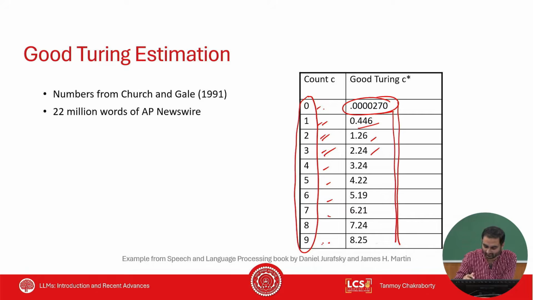Okay, now if you look at the numbers very carefully, although we did some tricks, the modified count is essentially the original count minus roughly 0.75, right? The modified count is the original count minus roughly 0.75.